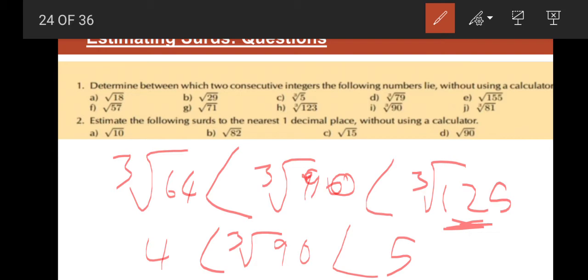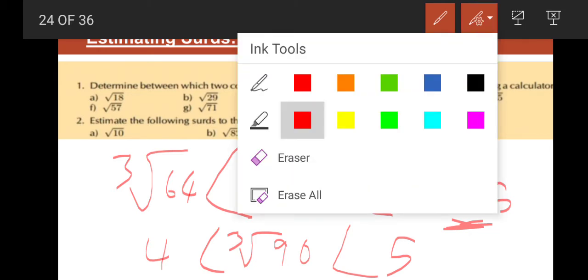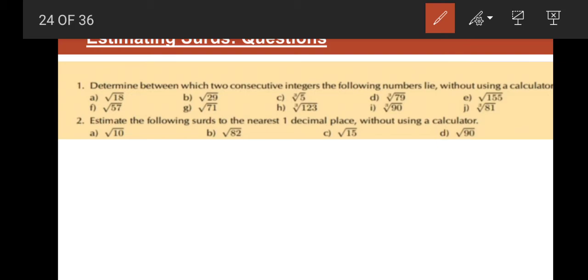So let us move over to our last question here. Let us choose h. It says that we must determine between which two consecutive integers the cube root of 123 lies.